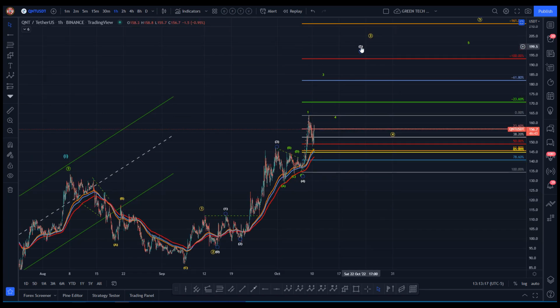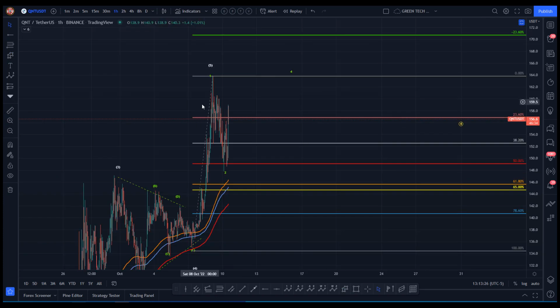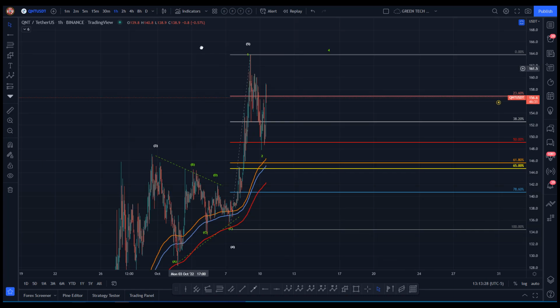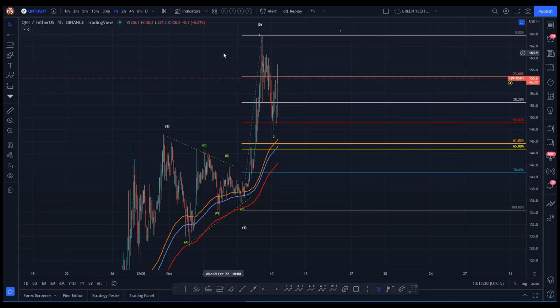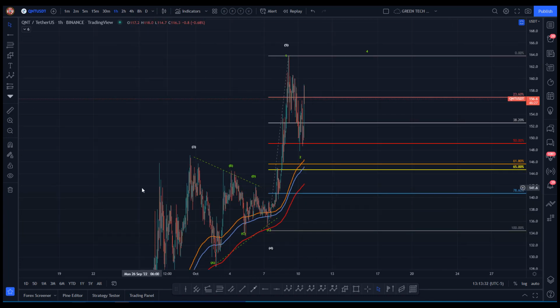Now, of course, it could be that we're done here. Right, could be. I mean, very reasonable thing that we could be. Well, it sure does look like we've got the start on the correction here, ABC. Right? But you can also see the alternate, 1, 2, 3, 4, 5. Okay, are we done? Well, that's a pretty good pull off of that.